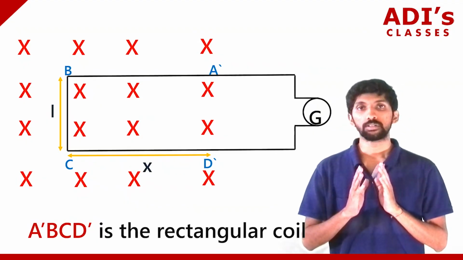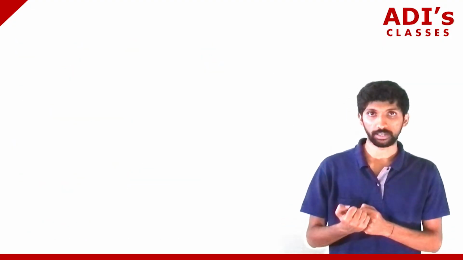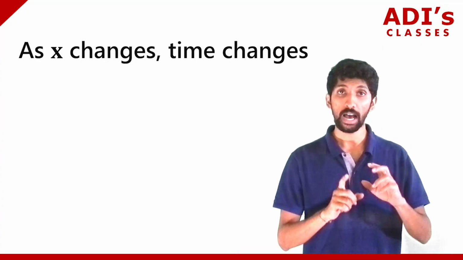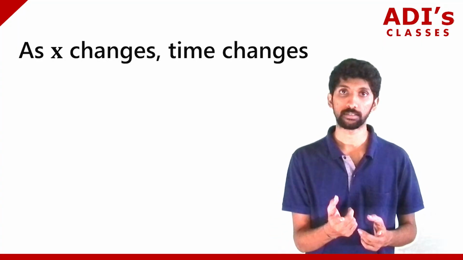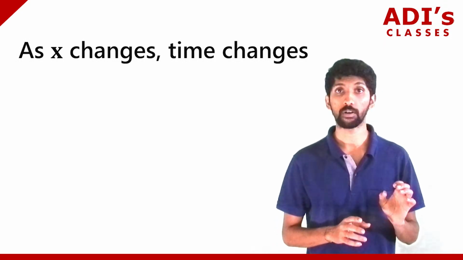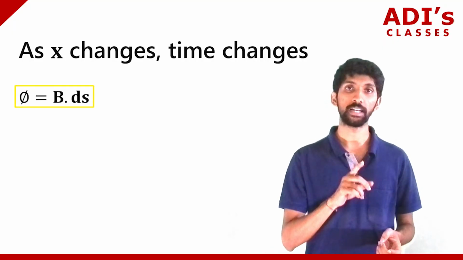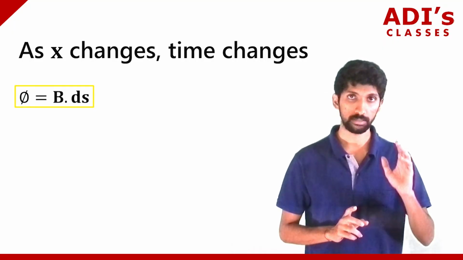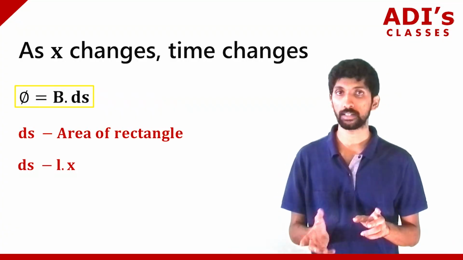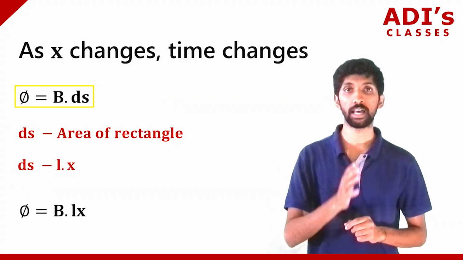Now, the coil is moving, so X changes. I'm repeating this point because as X changes, time also changes. What we are looking at is phi, the magnetic flux linking with the coil. The formula was B into dS. In this case, dS is the area of the rectangle, which is L times X. So we got phi equal to BLX.